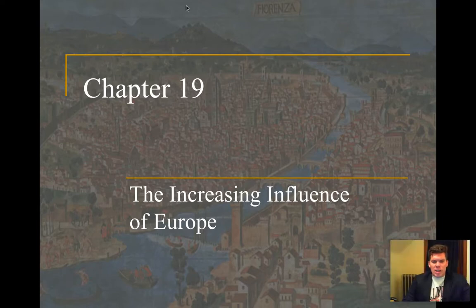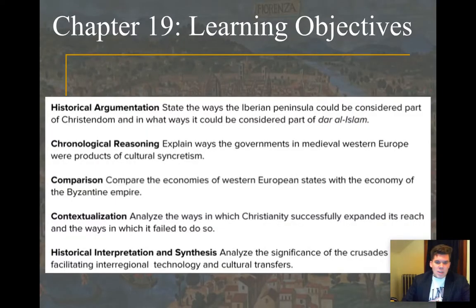I included on this the learning objectives, just to help you frame where this is going to go. For historical argumentation, think of the Iberian Peninsula, that is the peninsula with Portugal and Spain on it. It could also be considered one of the two mesh points, where European Christendom meets the Dar al Islam, the world of Islam. So see where that becomes the area where those two worlds meet.